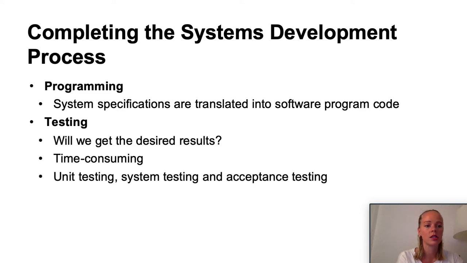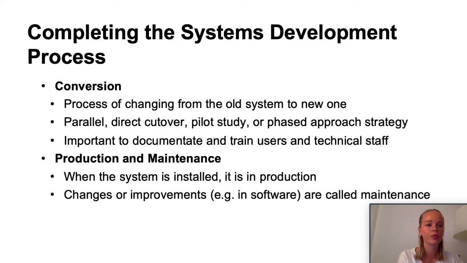Unit testing consists of testing each program separately in the system. System testing tests whether the programs function together as planned. Acceptance testing provides the final certification that the system is ready to be used in production.